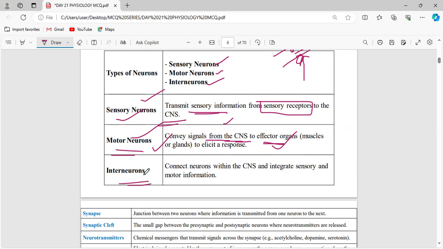Now, what is interneurons? See, these are the neurons which connect the CNS, that is central nervous system, and integrate sensory and the motor information. So all these neurons have been connected with the help of the interneurons, right?